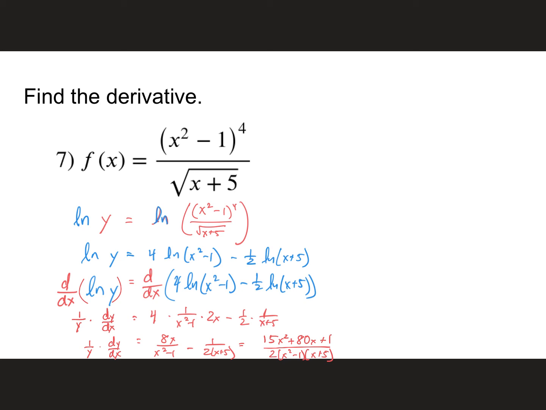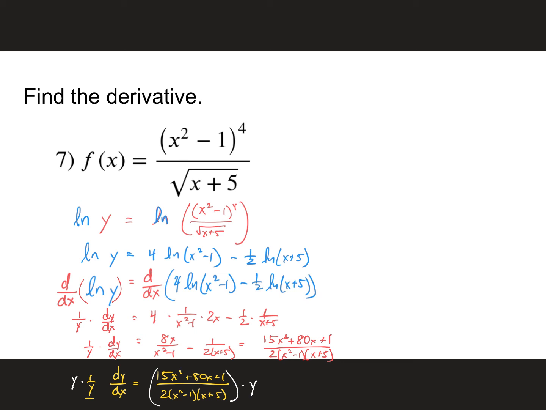Remember what we're trying to figure out. We were trying to figure out what dy dx was equal to. dy dx is equal to this mess right here, 15x squared plus 80x plus 1 over 2 times x squared minus 1 times x plus 5. But if you look here, we have this 1 over y factor that we have to deal with. So how do I get rid of this 1 over y factor? Well, I multiply both sides by y in order to make that 1 over y go away.